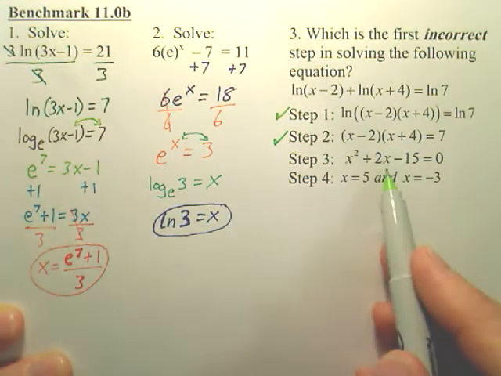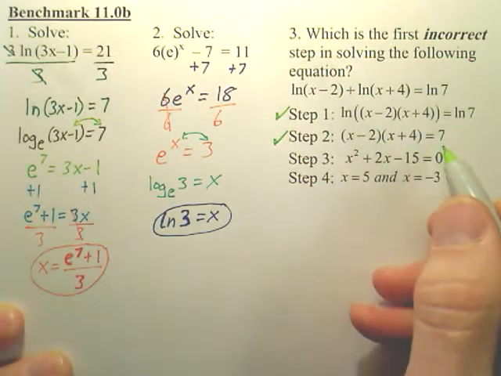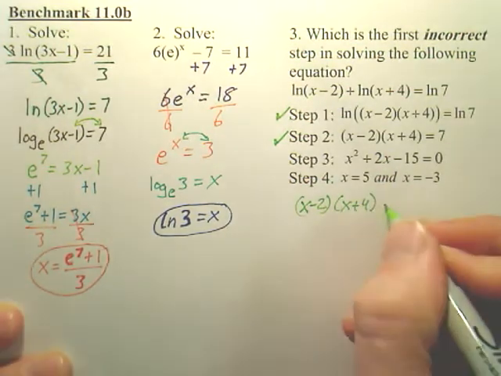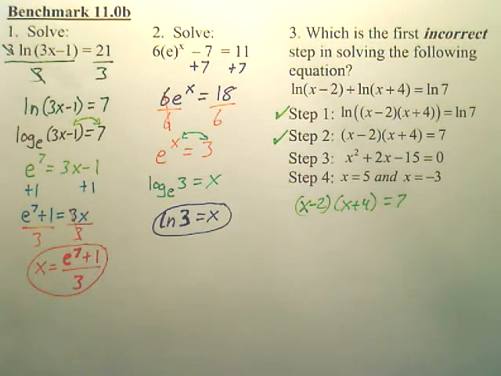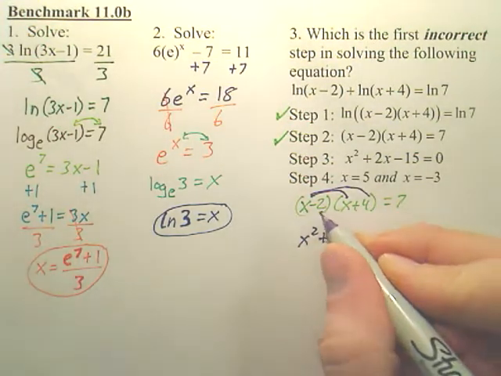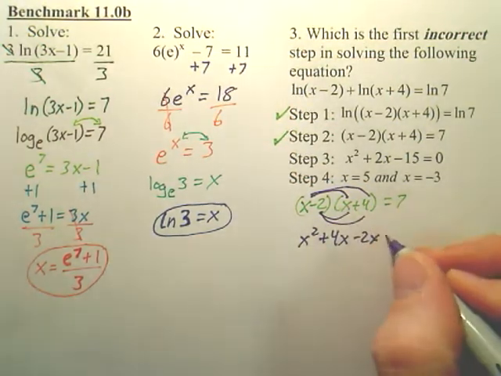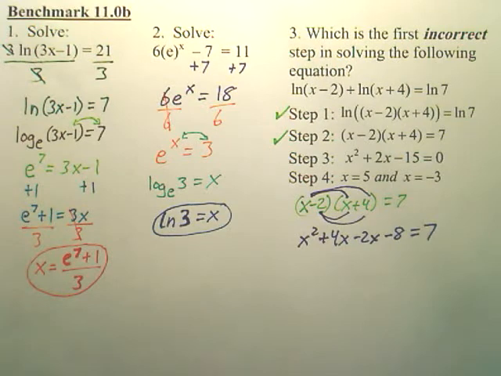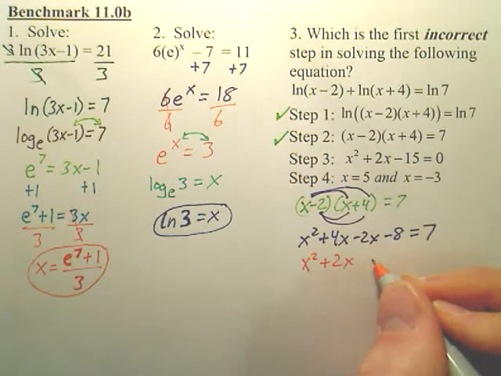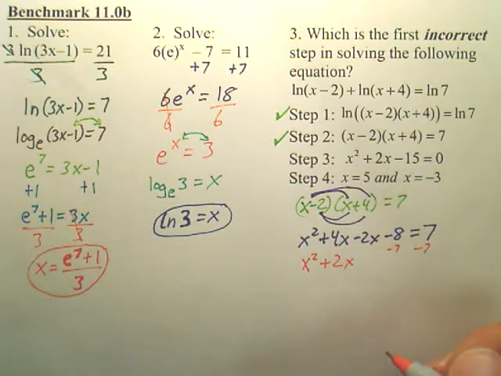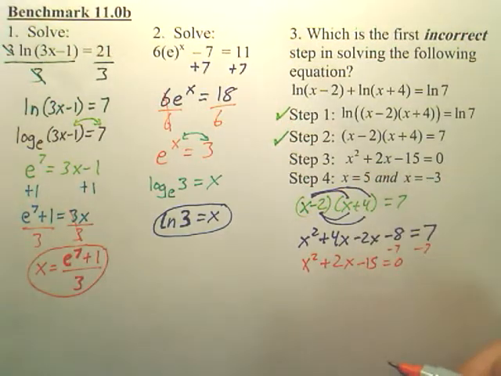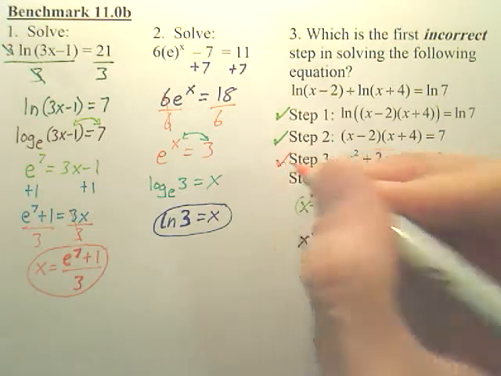Next step. How do you get from here to here? Well, it looks like here we foiled. Didn't you foil? And then it looks like the 7 got moved over. So let's show the work on this one. We foil. So this becomes x squared. This becomes 4x minus 2x minus 8 equals 7. Now, when you do that, you get x squared plus 2x. And then if I minus this 7 over, do you get minus 15? Does this match this? So are we good still? Okay, well, we're looking like we're doing pretty good.